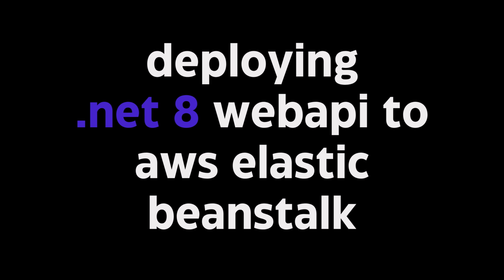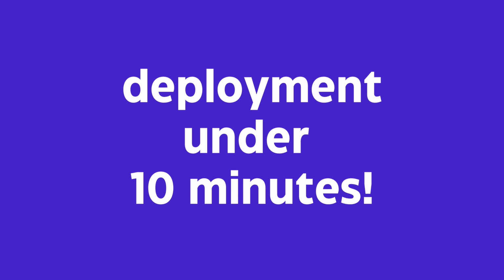Hi everyone, this is Mukesh, and in this video, we'll be deploying a .NET 8 web API to AWS Elastic Beanstalk. We'll further discuss the advantages AWS Elastic Beanstalk offers over a traditional EC2 instance setup. This entire deployment would take you just under 10 minutes to get your .NET 8 web API up and running.